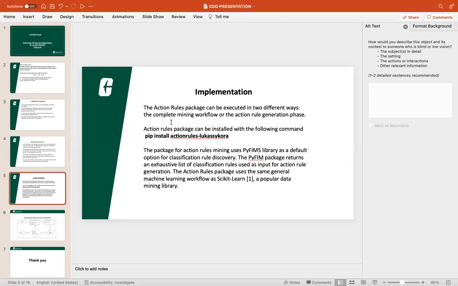Next, implementation of the action rules. The action rule package can be executed in two different ways: the complete mining workflow or the action rule generation phase. The action rule package can be installed by using the following command, and these are some packages for action rule mining, which is by FIM5.